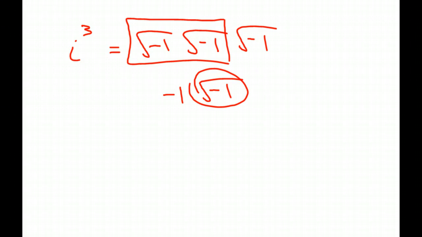What is the square root of -1? I just had this up here on the board. What equals the square root of -1? i. So this equals -i, right? So i cubed is -i. So you can follow this format with everything.